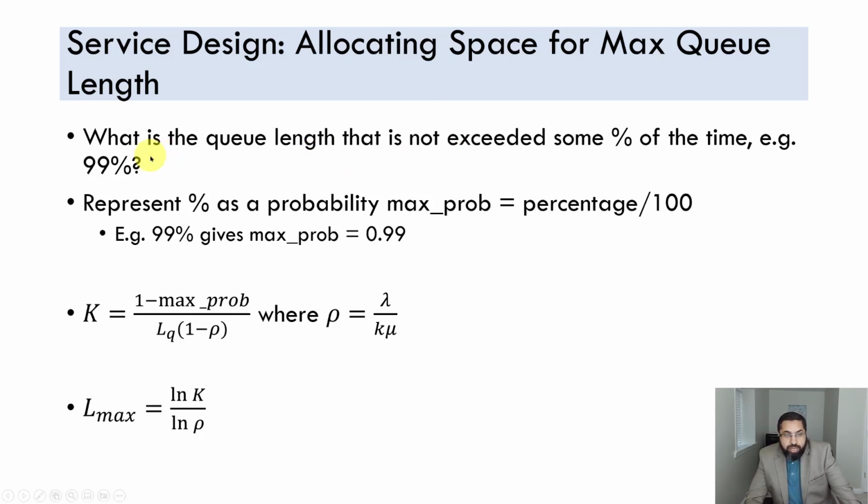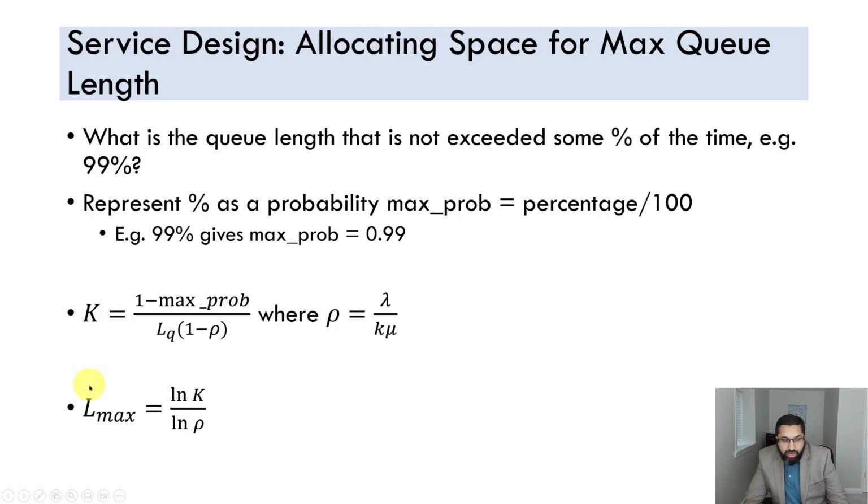Okay, so once you pick that, let's say you pick 99%, you convert the percentage to a probability by dividing it by 100, so 99% becomes 0.99 probability. Then you compute this value called K. K equals 1 minus the probability, like 0.99, divided by length of the queue for your MMK system. This is not the K in MMK, that's a small k, this is a capital K, this is a different quantity K. So you can find the LQ from the MMK formulas multiplied by 1 minus rho, where rho is the utilization. For MMK systems, rho equals lambda over K times mu.